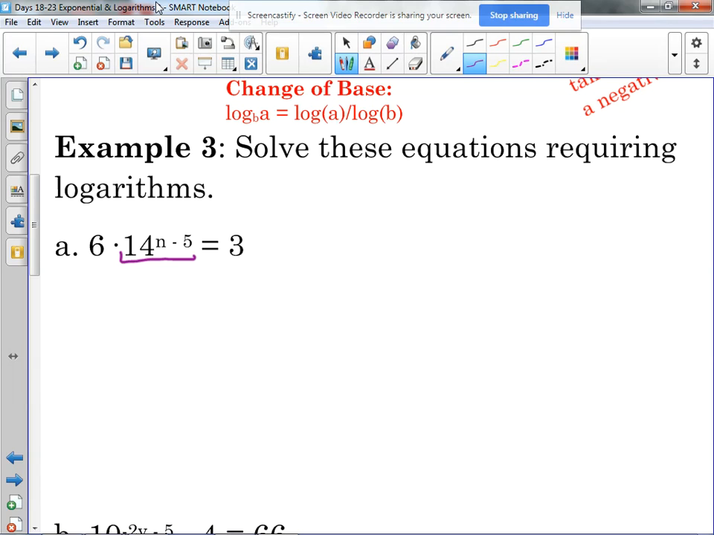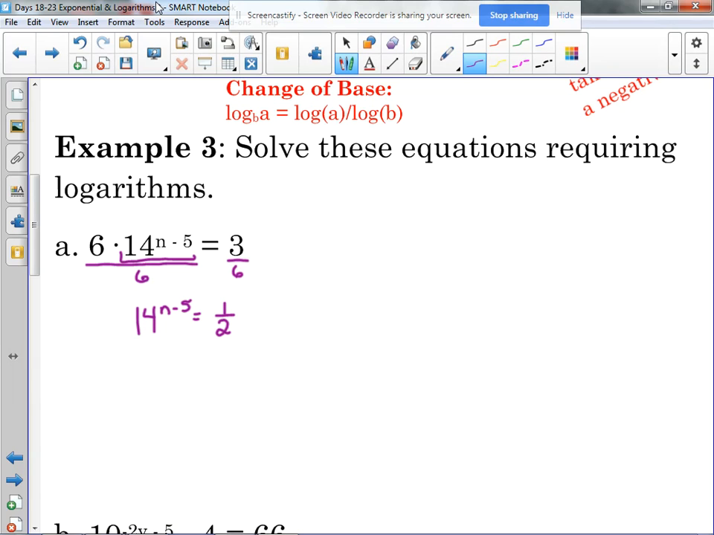Right now it's being multiplied by 6, so we do the opposite. We need to divide both sides by 6. We need to divide both sides by 6. So 3 over 6 is 1/2.